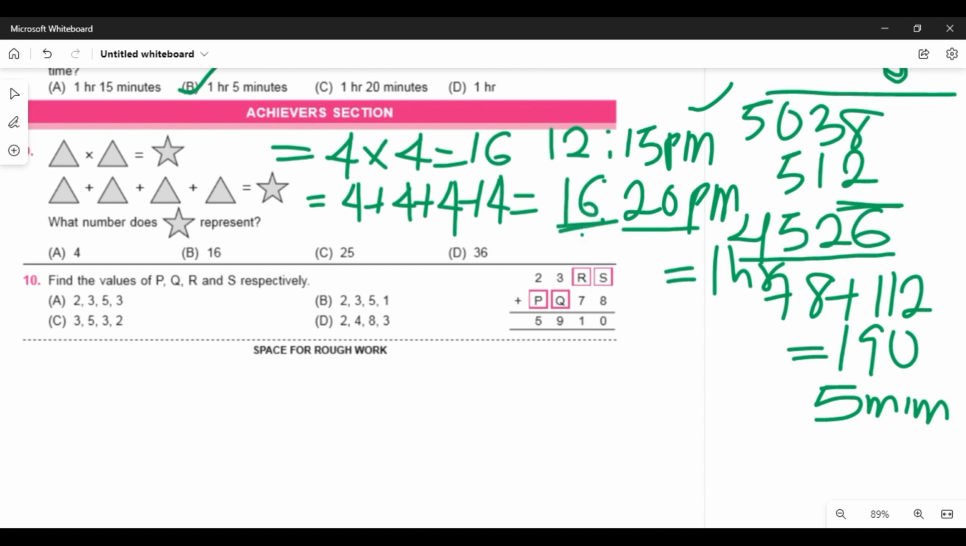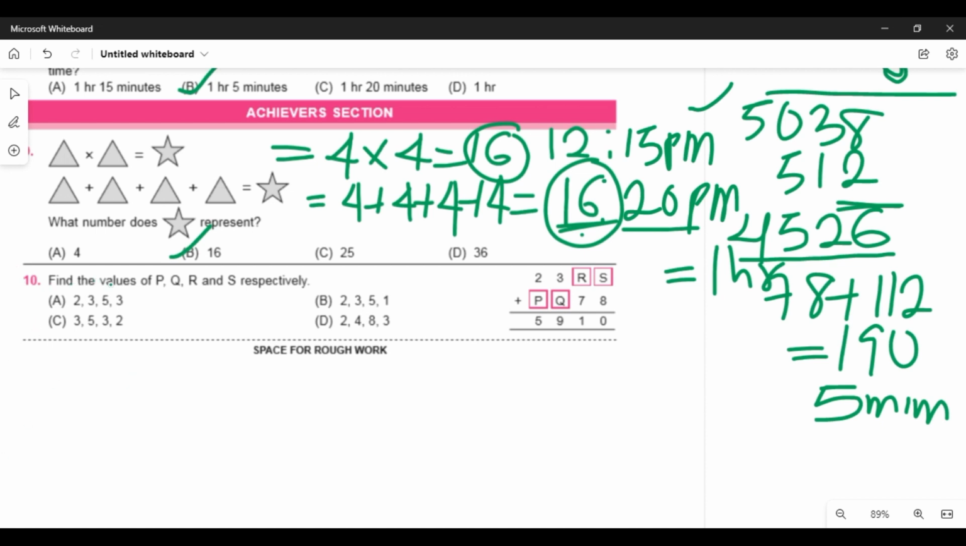Right? So that means the correct option, star is going to be what? 16. Because if we put 4 into those values, we are going to get star as 16. So star is a value that represents 16. Good. Now let's look at the final question, question number 10.